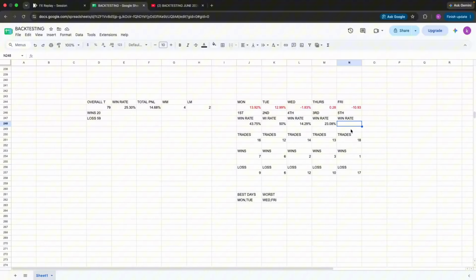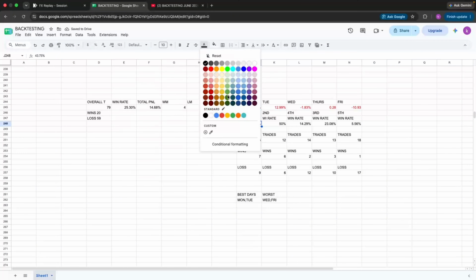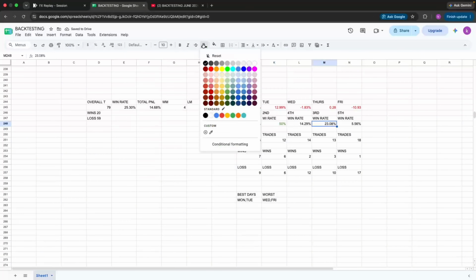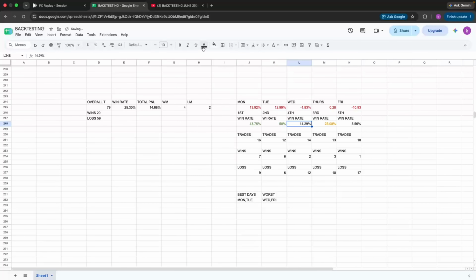And then Friday, 1 win and 17 losses is what percentage? 5.56% win rate. So not a profitable day because of the win rate, break even. So I'd put that as amber, not profitable, not profitable. So that is the back tested results of 79 trades.